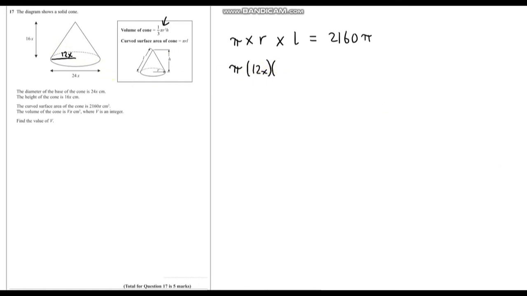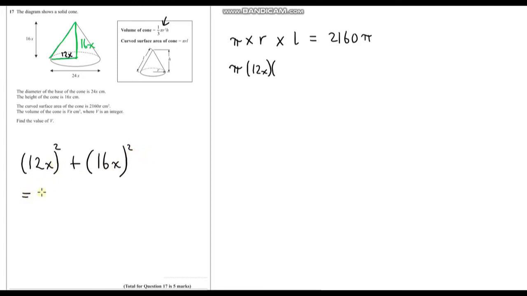At the moment, we're not told explicitly what our length is. The length is the slant length, so it's this length here. But using Pythagoras, we can calculate it. If this is 12x, and we know that the height is 16x, we can calculate the slant length using Pythagoras. So let's do that down here. It's going to be 12x squared plus 16x squared, and then we take the square root of that.